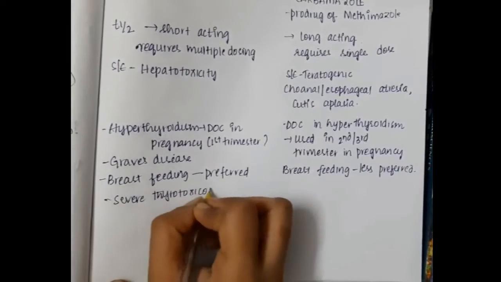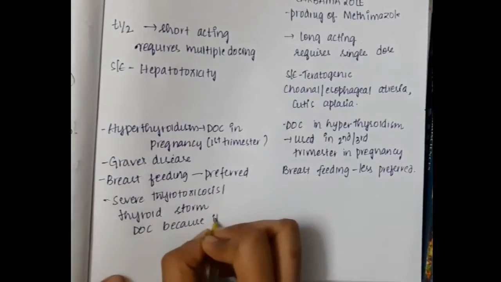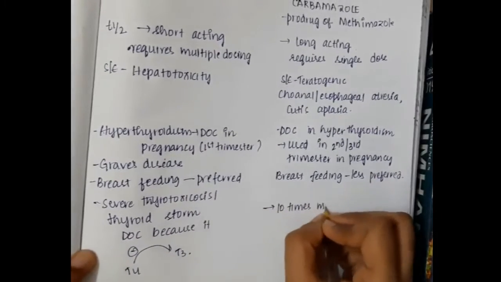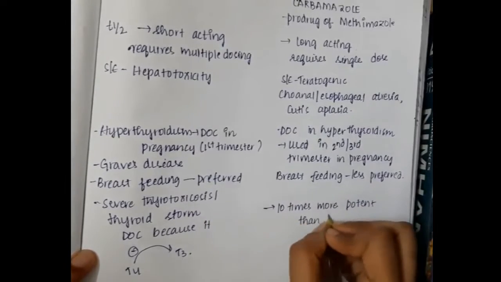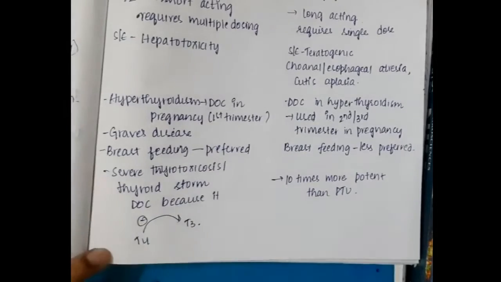If there is severe thyrotoxicosis or thyroid storm, then the drug of choice is propylthiouracil, which will inhibit the conversion of T4 to T3, and carbimazole is almost 10 times more potent than propylthiouracil. Then we have the next important drug group, which is thiol endopeptidase inhibitors.